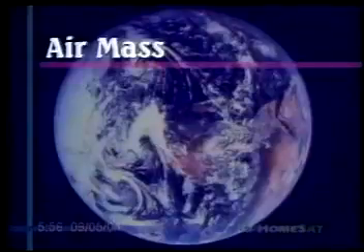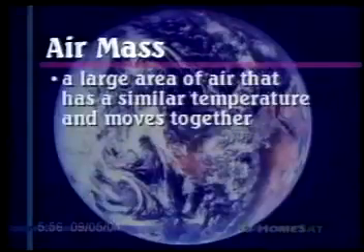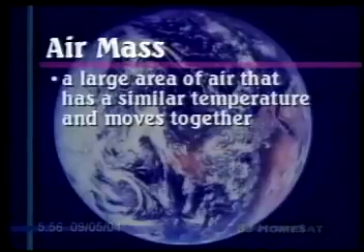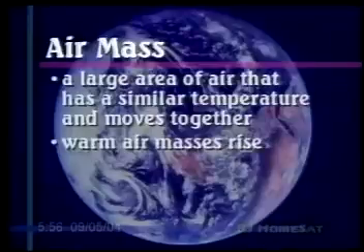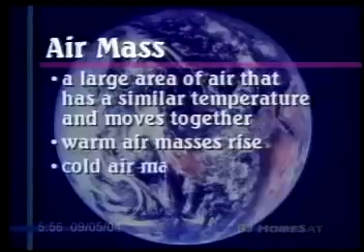And this moving air travels in huge masses covering hundreds of miles. And that's your first term you want to know, and I believe this is on your worksheet you'll want to jot down. An air mass is a large area of air that has a similar temperature and moves together. And we know that warm air masses rise while cool air masses sink. And the sharper the difference in the temperature of the air masses, the stronger the winds that are created. For example, hurricanes pack the highest winds, and they have the hottest and the coolest air meeting together.